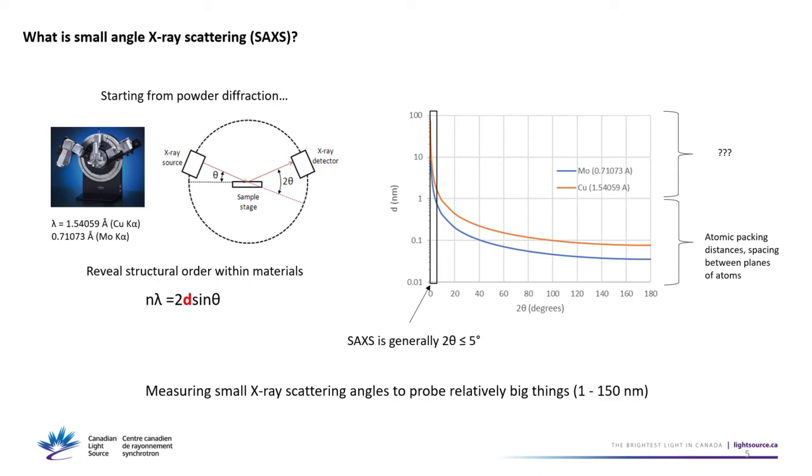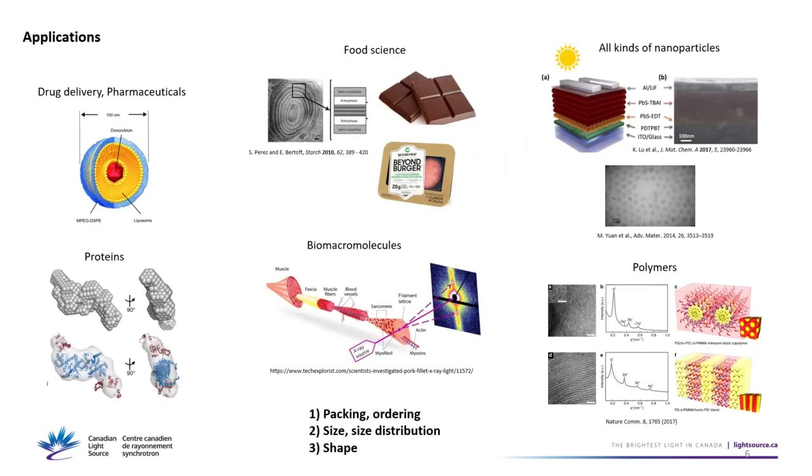So just in one line, small angle scattering is useful to probe relatively big things with X-rays. Not atomic distances, but other things. And what kind of other things are we talking about? Well, SAXS finds broad applications.